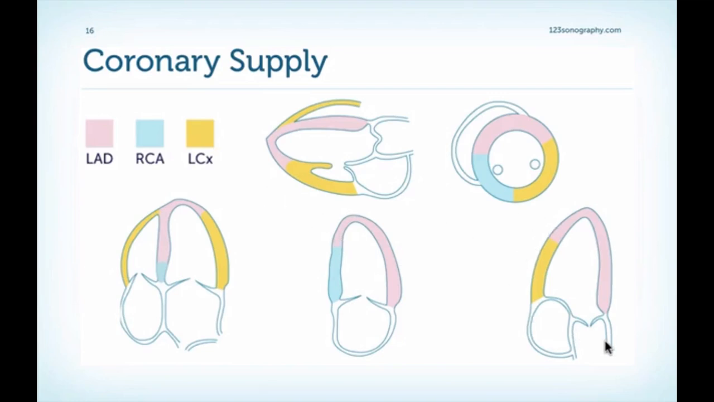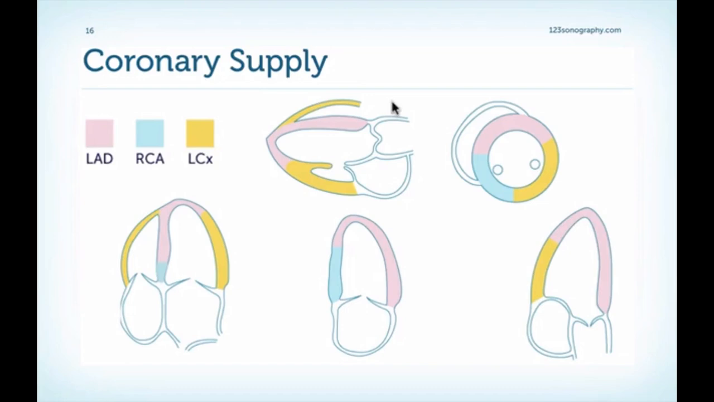In the three-chamber view, the anterior septum is definitely supplied by the LAD, and the posterolateral wall is supplied by the circumflex artery, but can also be supplied by the right coronary artery if we have a very large right coronary artery. So this segment can be supplied by RCA and circumflex, and this is usually supplied by the LAD, but can also be supplied by the circumflex artery if it's very large. So you have an overlap in this region here.